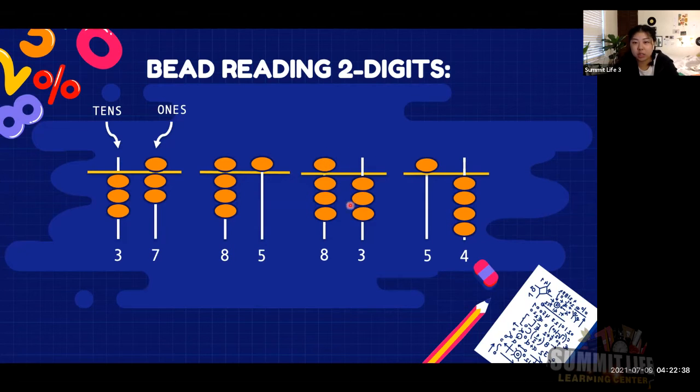All right, 2 more left, okay? What number is this one on the very right? It is 3. What number is this one on the left? It's 8. So how do you read 8 and 3?